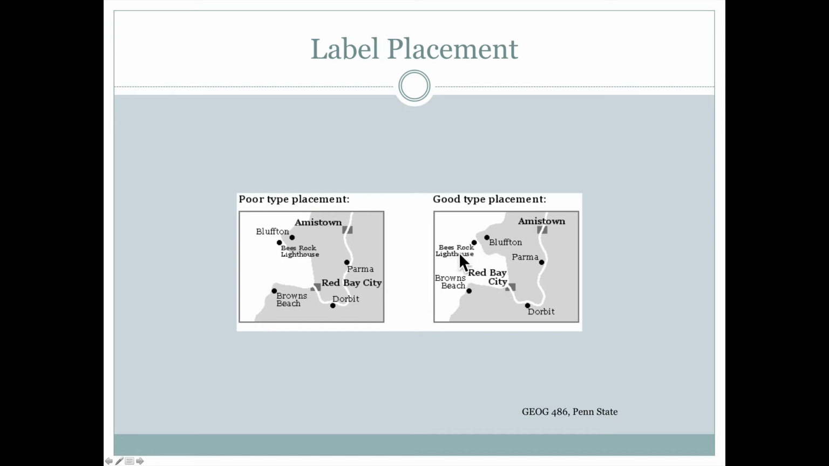Some of these other labels have moved offshore into the water, especially things associated with the water like a lighthouse or a beach. And then other ones are just labeled in areas where there's no interruption. The labels are easy to distinguish from each other, such as these 2 labels here. And the entire map just looks good and balanced.